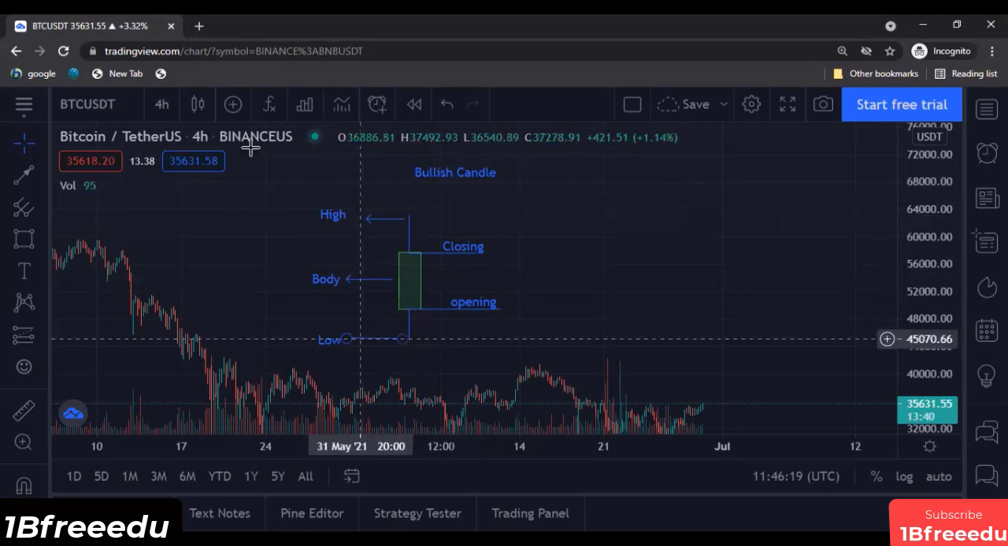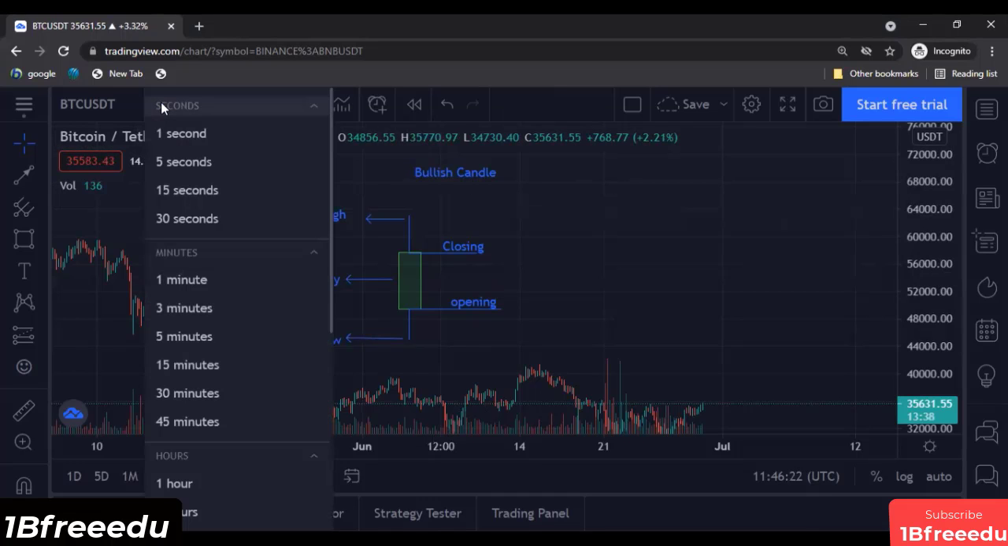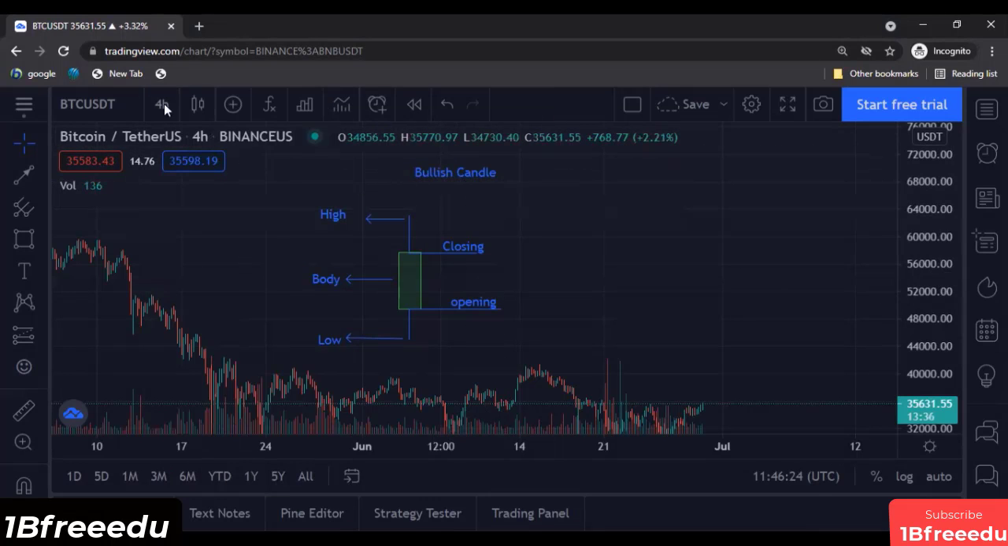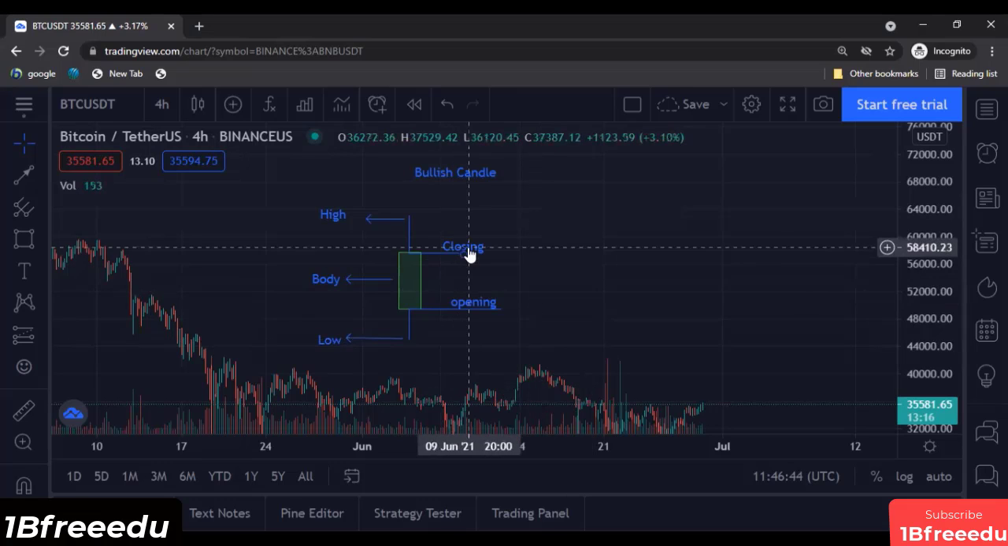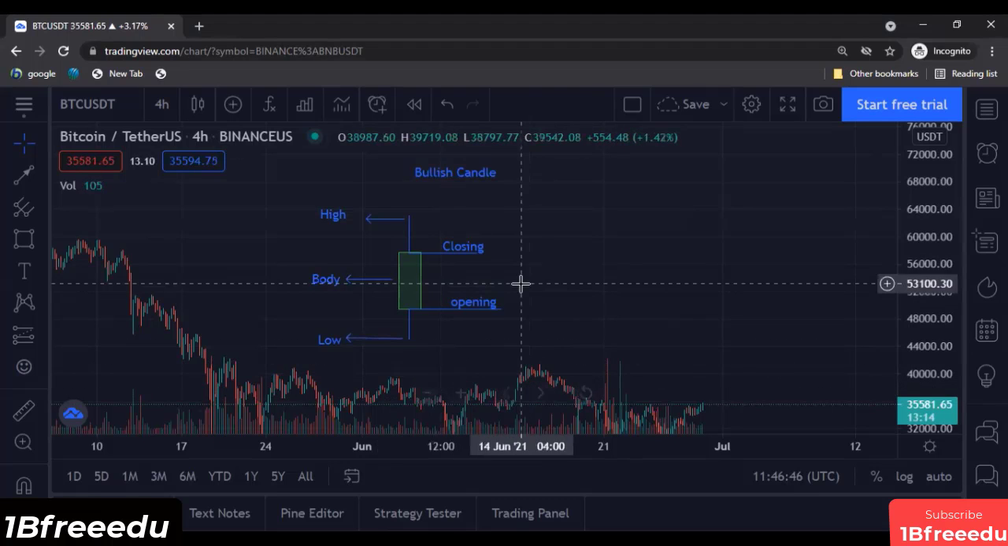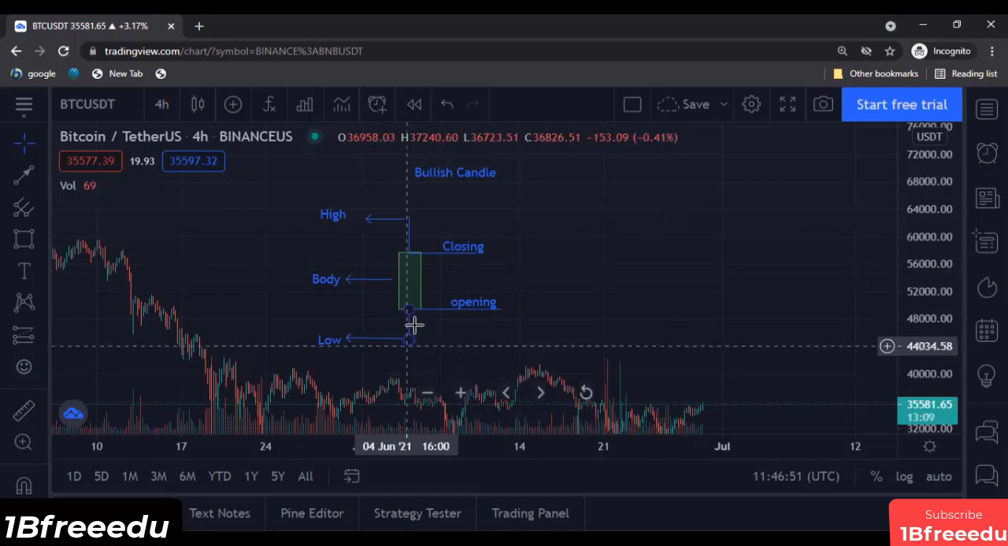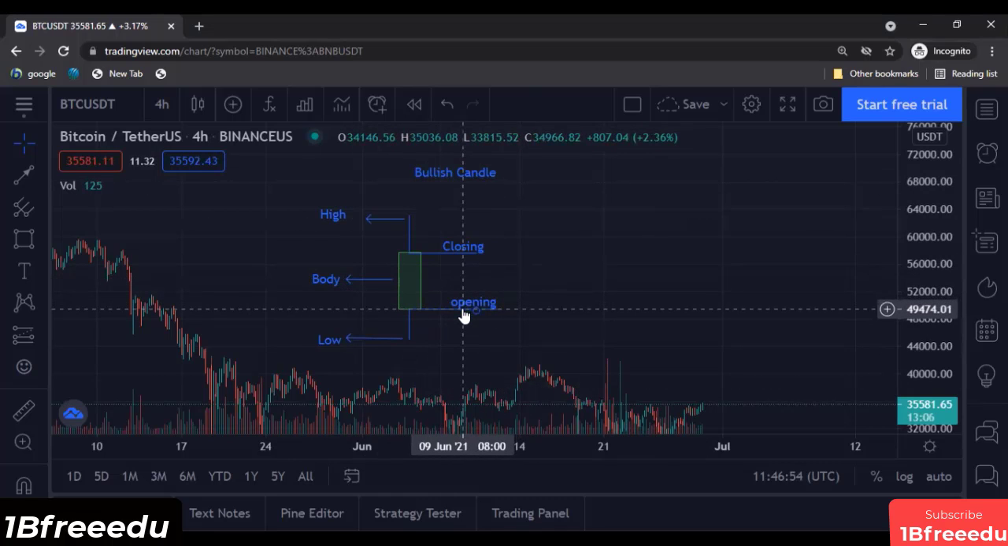For example, if we have opened this candle on a 4-hour chart, and currently we are using a 4-hour chart, each candle represents 4 hours. During that 4 hours, the candle has gone high. This is the highest point, which we could say is around 63,000, and the lowest the candle went is around 44,000. This is just an imaginary example, so please don't freak out. And this area here represents the opening area.